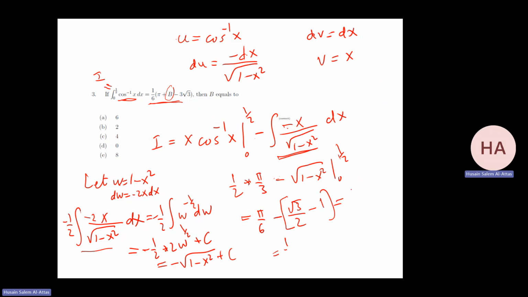Or let me first rewrite it to be in the same format. Pi over 6 minus square root 3 over 2. Yeah, he put the 1 first, plus 1 minus square root 3 over 2. Now he took 1 over 6 as a common factor. What's the remaining? Pi plus 6 minus 3 square root of 3. Yeah, everything is okay. So b equals 6. Very clear. B equals 6. That will be that.